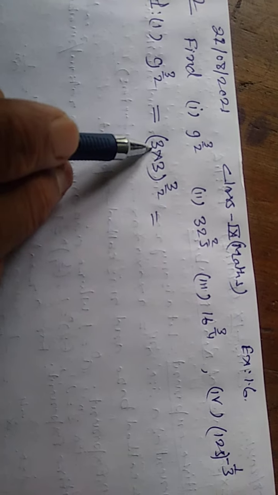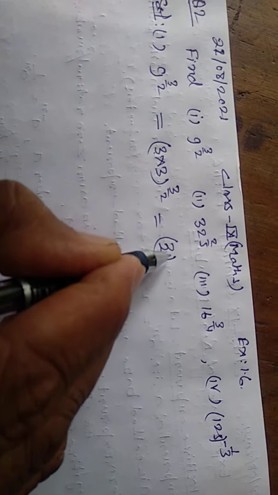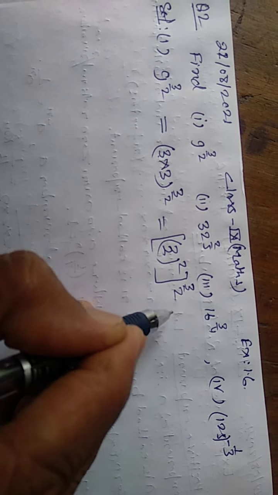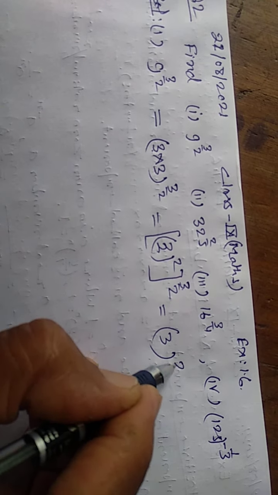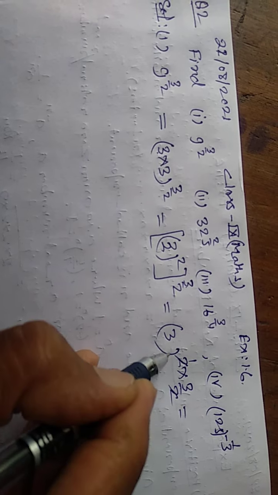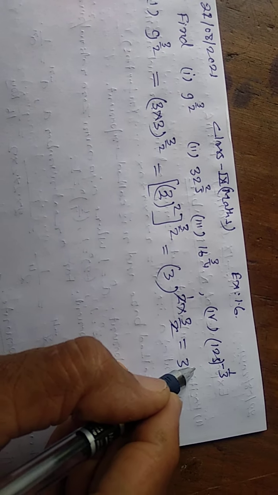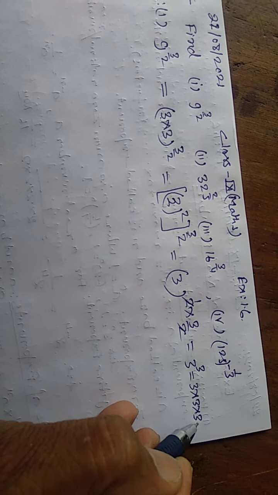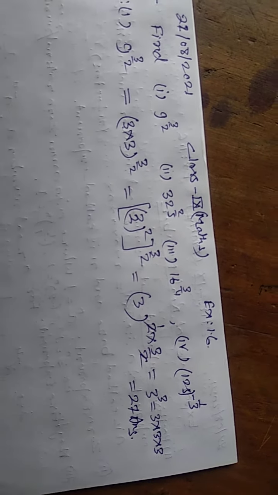It is equal to, this 3 is present twice, so you can write (3 to the power 2) whole to the power 3 by 2. It is equal to 3 to the power, you will multiply these two exponents, 2 into 3 by 2. 2 cancels, 2 1s are 2. It is equal to 3 to the power 1 into 3, 3. 3 to the power 3, that is 3 into 3 into 3. 3 3s are 9, 9 3s are 27. It is equal to 27 and this is the answer.